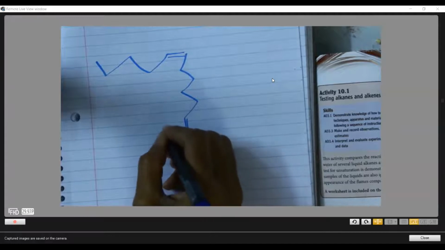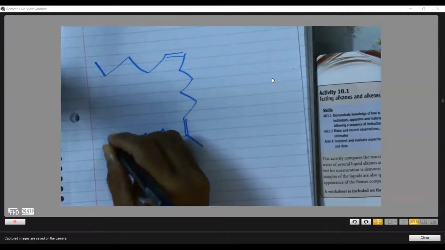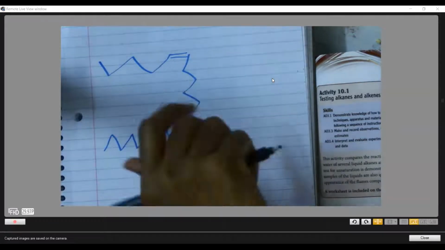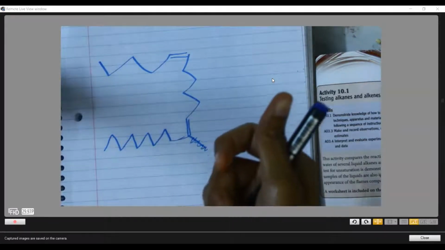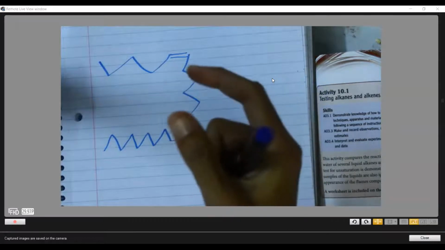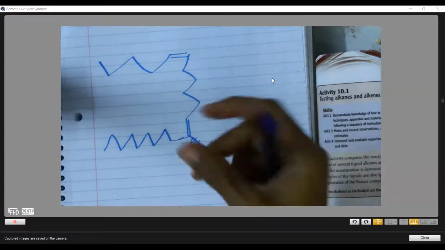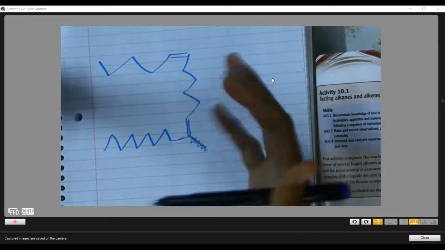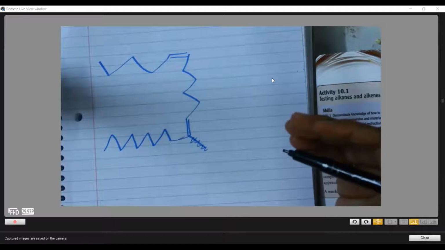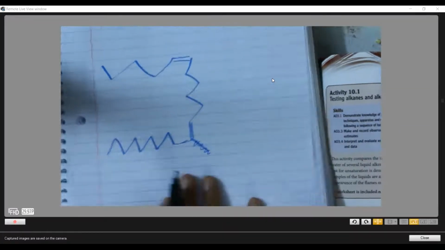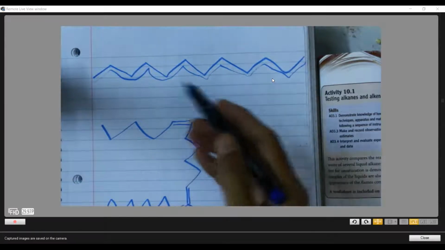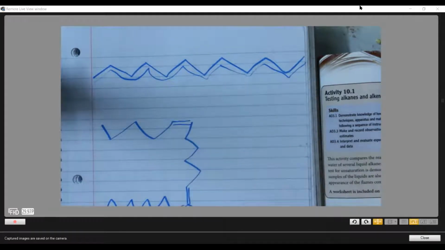Something like this. At every point it has a double bond, the chain will take a turn. Do you understand? So the more double bonds, the more twisted the molecule is, the more turns the molecule has, and therefore less interaction between molecules. They can stack and pile up this way, but these, because of their turns, cannot pile on each other. I'll show you an unsaturated fatty acid.